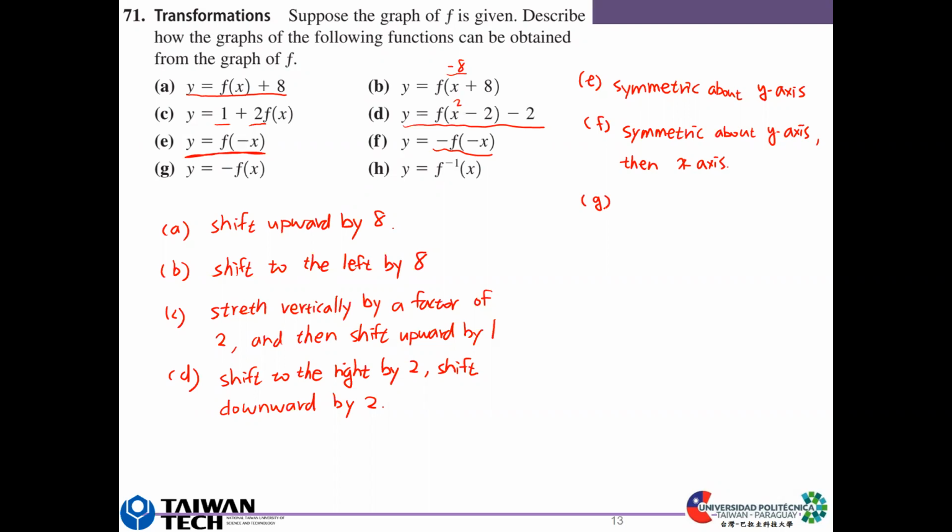Problem G. Well, this is just symmetric about the x-axis because we flip y here, right? So just like this is x and y, and then minus y has the same x, it is just symmetric about the x-axis. y and minus y will generate the same x. So it is symmetric about the x-axis.